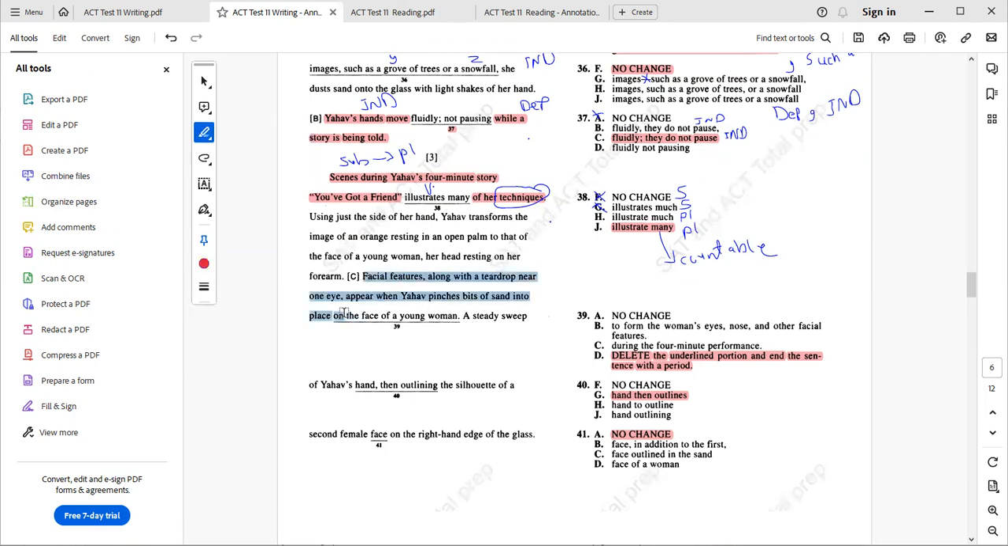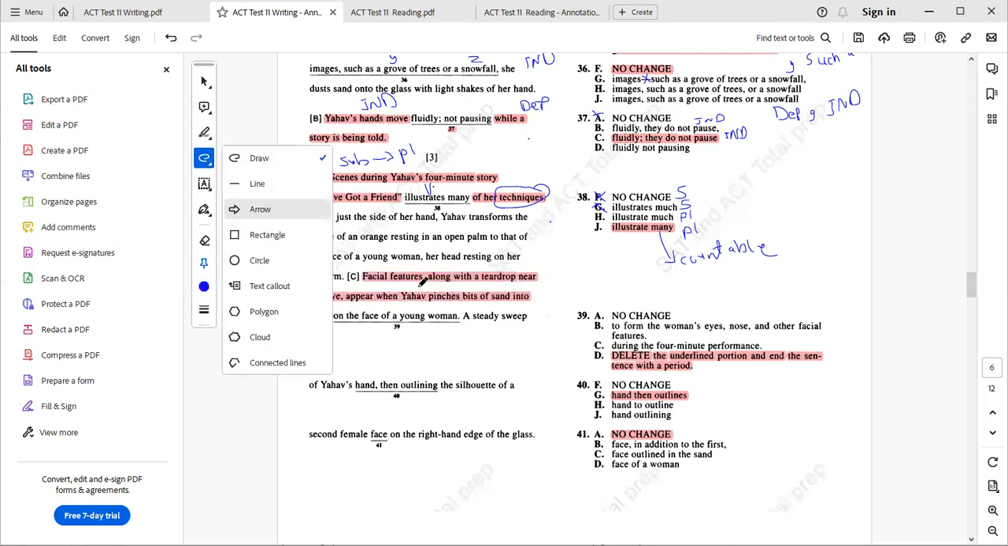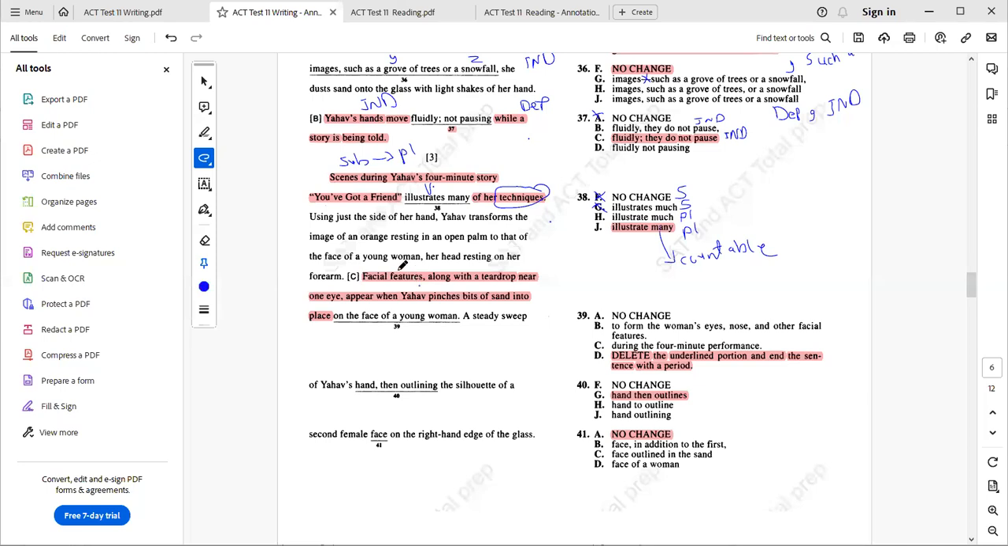From this one. Okay, he said facial features. Okay, teacher. The subject. Where is the verb? Along with a teardrop near one eye. This is the verb now: appear. And this now is independent. When Yava pinches, here is the dependent, because it starts with "when." Where is the subject? Here. Where is the verb? Pinches bits of sand into place.